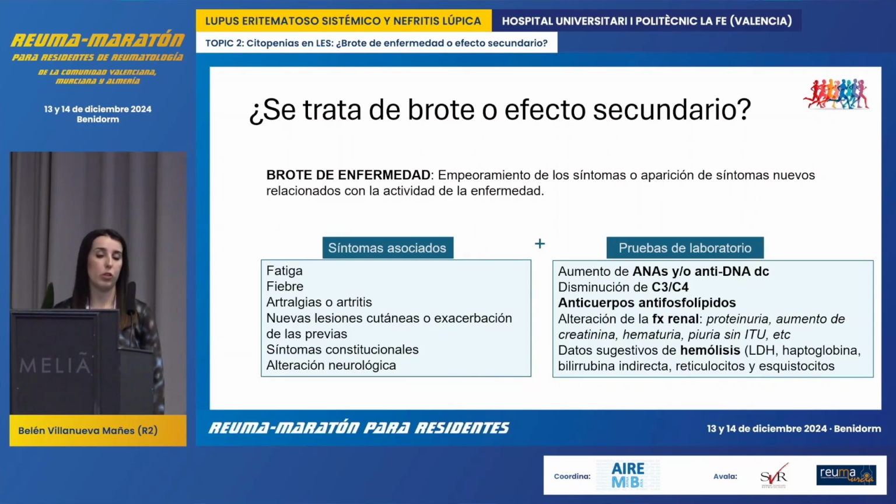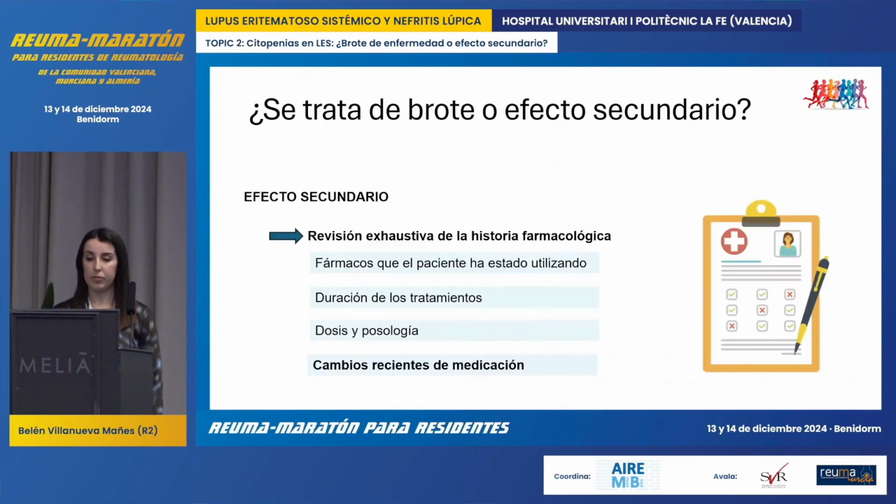In addition, we would also expect to find some laboratory findings, such as an increase in antibodies, decreased complement levels, impaired kidney function in the form of proteinuria, elevated creatinine, pyuria without a urinary tract infection, or data suggestive of hemolysis, which I mentioned earlier.